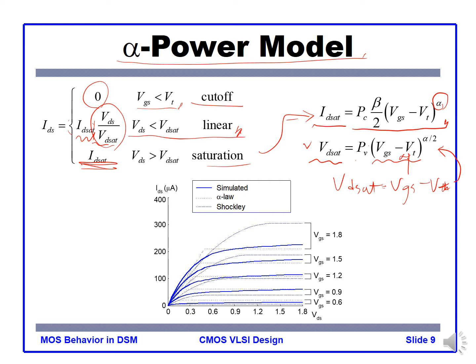So this is the difference showing the conventional square law model, the Shockley model, versus the alpha model. If you compare them, the alpha law model is more similar to the actual simulation result, right?